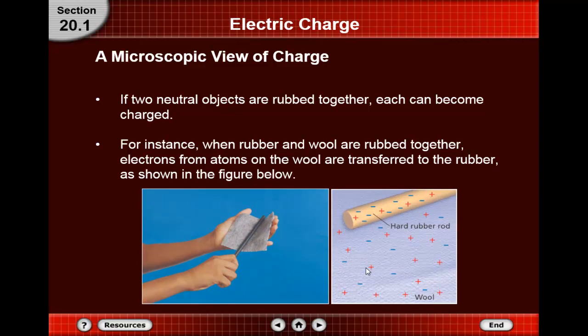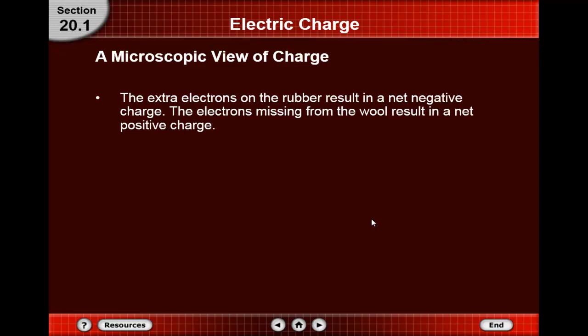Did you see here? So when I bring a piece of hard rubber rod and start to rub it on a piece of wool, what will happen? Electrons from the piece of wool are transferred to the rubber rod. Okay. The extra electrons on the rubber rod result in a net negative charge. The electrons missing from the wool result in a net positive charge. Okay.